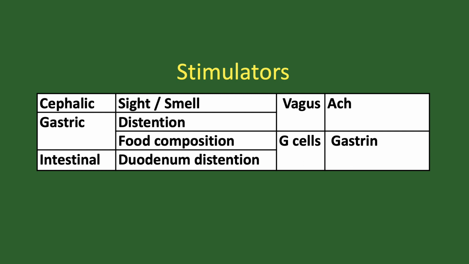And finally, enterochromaffin-like cells in the stomach secrete histamine in the presence of gastrin and acetylcholine, which bind to H2 receptors on the parietal cell. And lastly is the intestinal phase. This has a small effect on gastric acid production, however, duodenal distension can activate G cells.